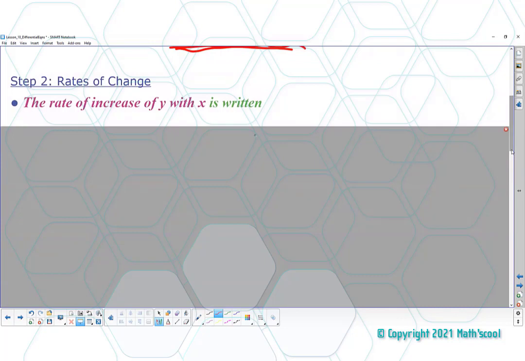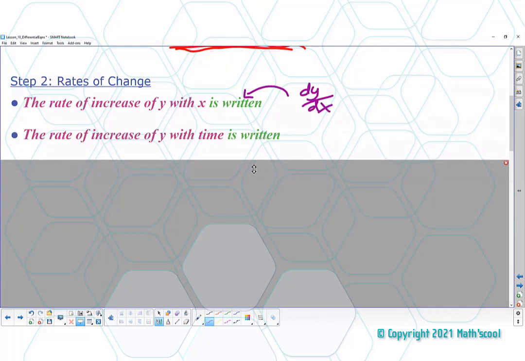Rates of change. Well, we already know this. The rate of increase of y with respect to x, we would call that dy by dx. So dy by dx, we know, means the rate of increase of y with x. If instead I said the rate of increase of y with time, then that would be called dy by dt. Not with x, but with time.